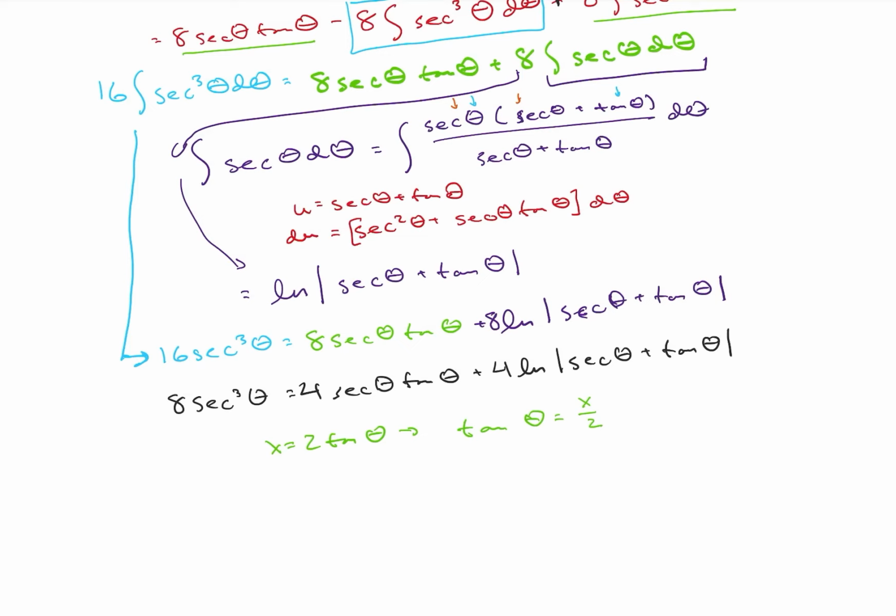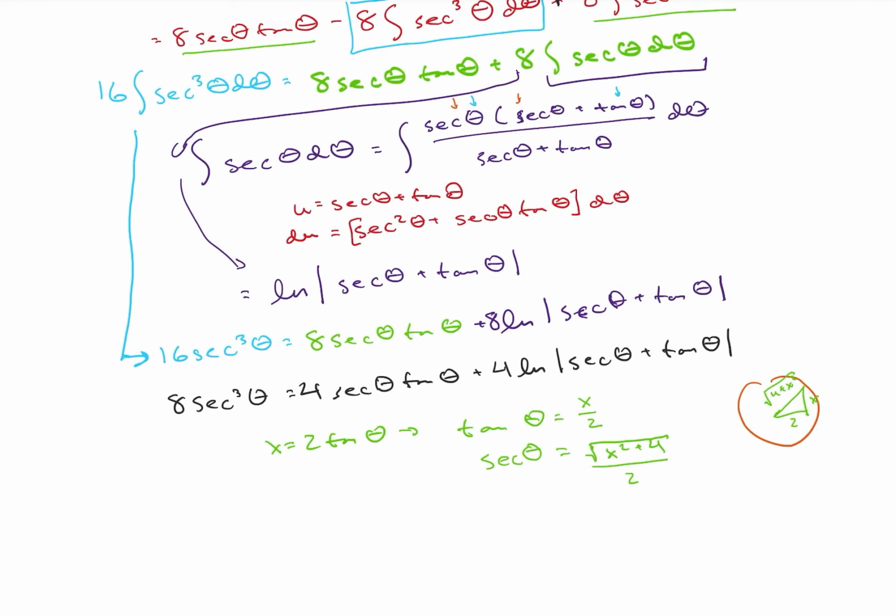And then let's go ahead and look at our unit circle. So if we pull out the unit circle, so if we have x and 2, then this side over here is going to be the square root of 4 plus x squared. So that means that secant of theta is going to be the square root of x squared plus 4 divided by 2.